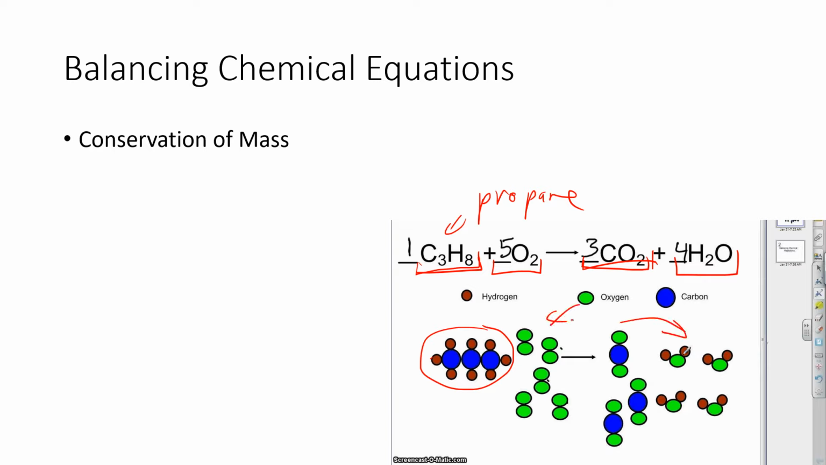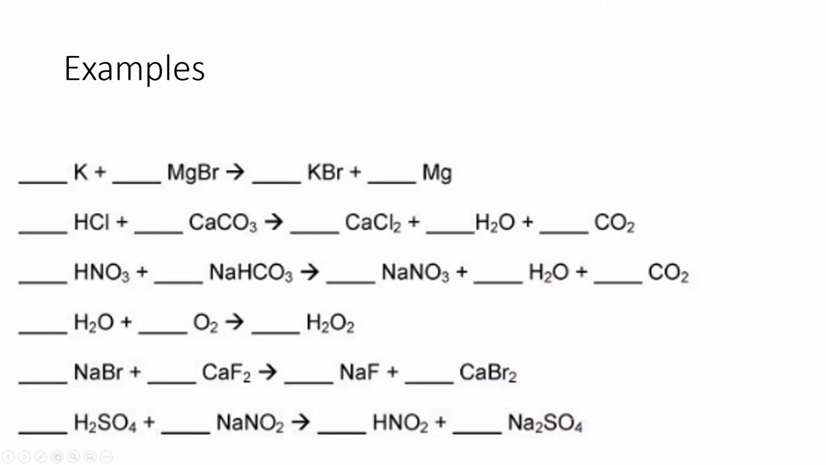If you have 10 oxygen atoms here, you have to have 10 oxygen atoms when you come out. 3 carbon atoms, you have to have 3 carbon atoms when you come out. It's all just conservation of mass. So with that, we could do some examples. I'll show you how to balance chemical equations. It's really just simple arithmetic. You want to get it so that the numbers are the same on both sides.